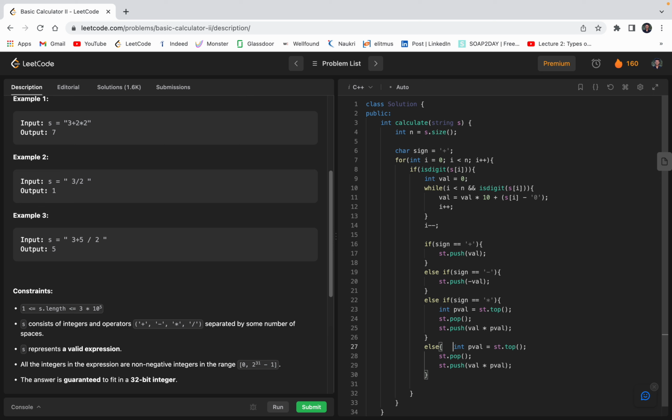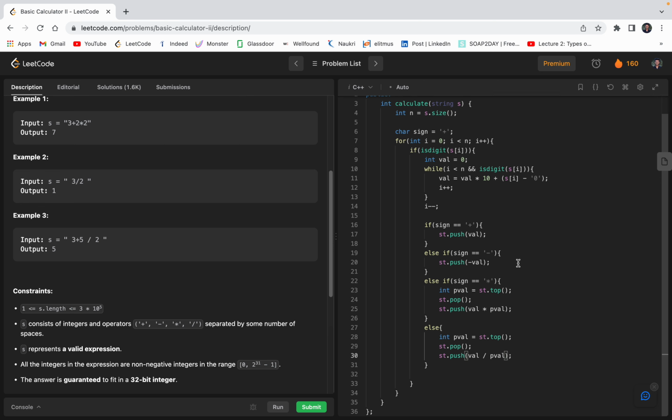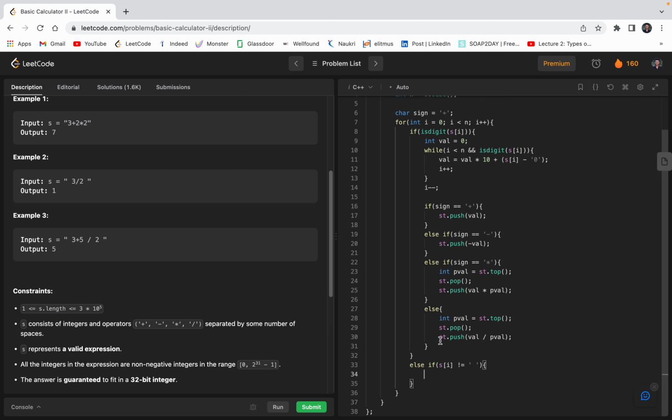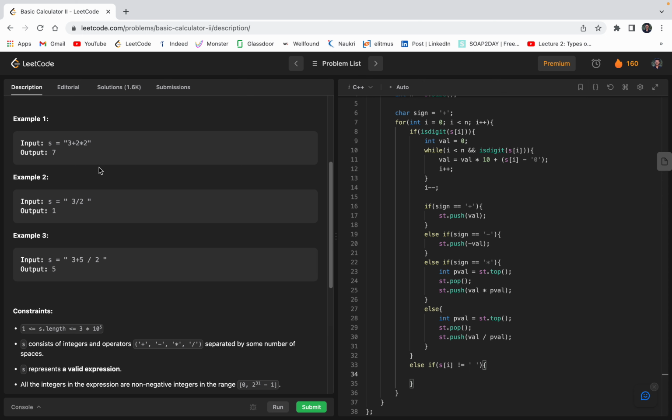Now let's solve for this one also. We are going to use a division. Now if it is not a digit and if it is not a space, then see what I'm writing. Then definitely it is an operator, right? It will be a plus, minus, multiplication or divide operator. So I will update the sign with s of i.